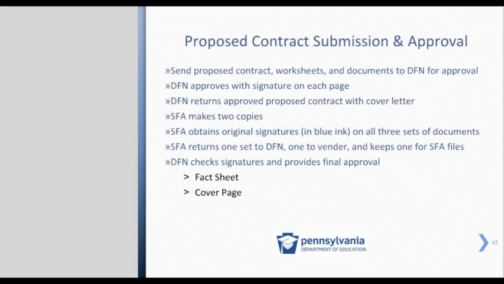The proposed contract is composed of the RFP, the selected vendor's proposal, and all required worksheets. The proposed contract will be submitted to the Division of Food and Nutrition for approval. We will sign each page and return it with a cover letter. The School Food Authority will then make 2 copies, which is a total of 3 copies, because you have the one that we returned to you, and then you're making 2 additional copies.